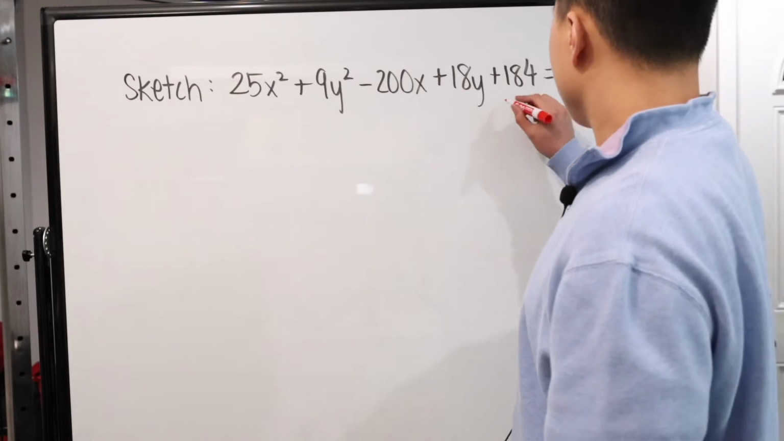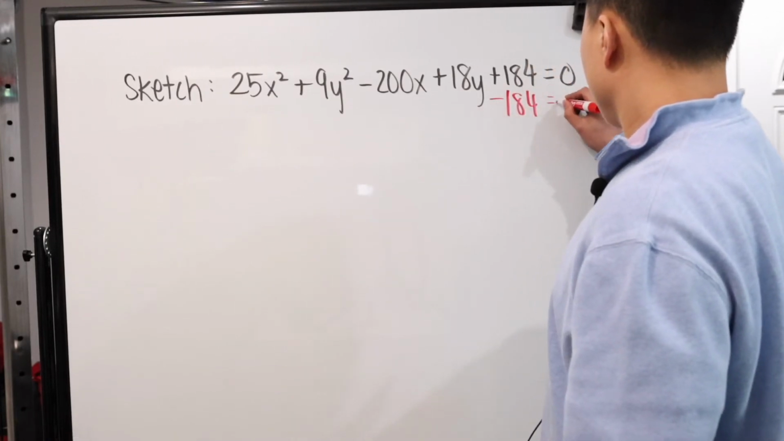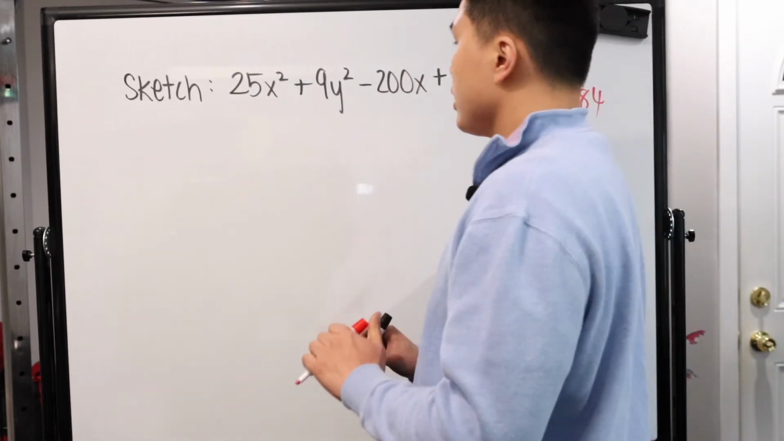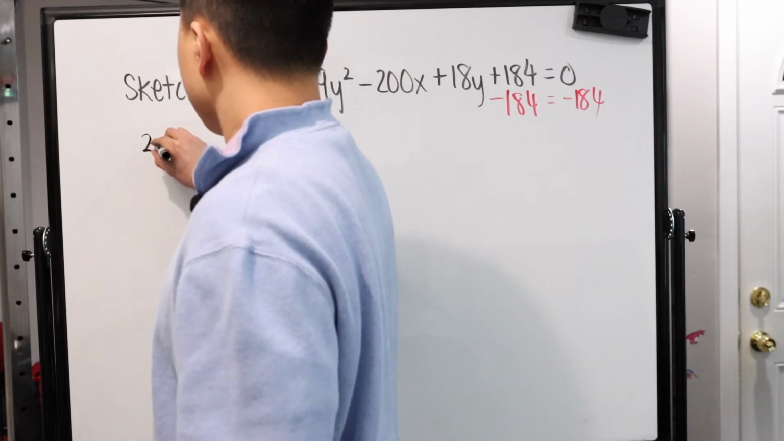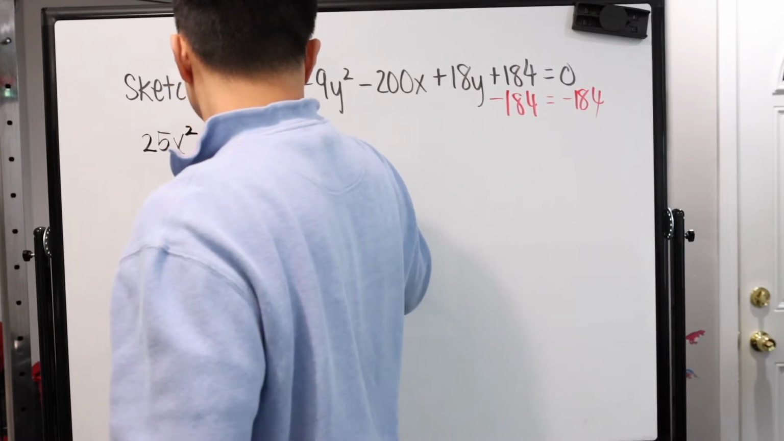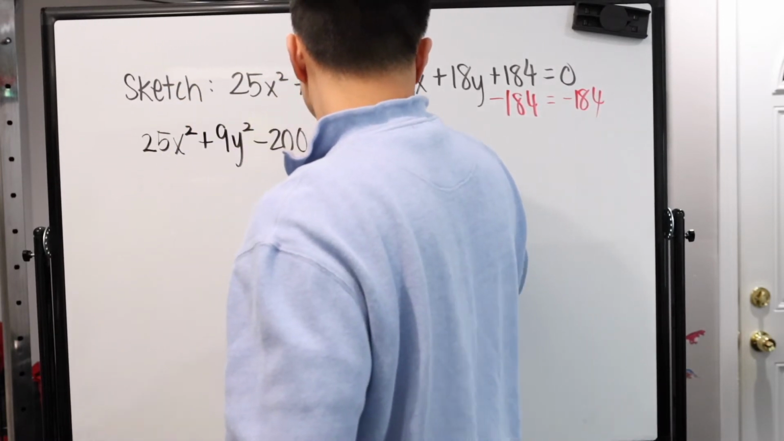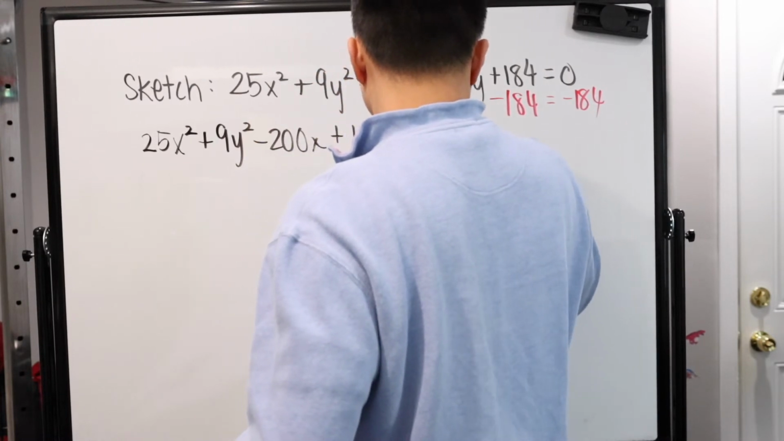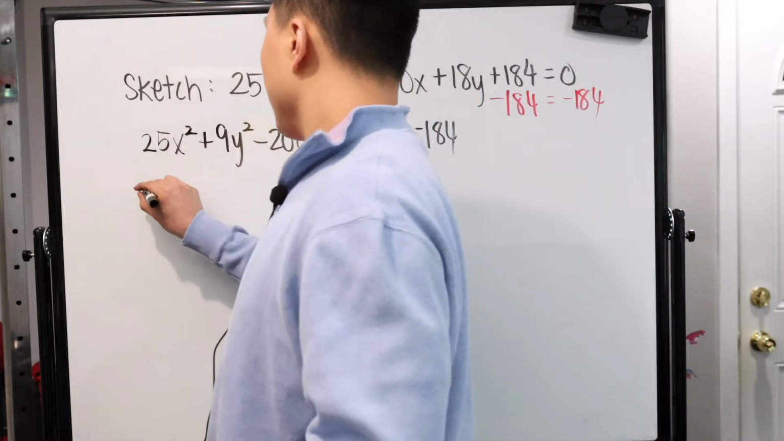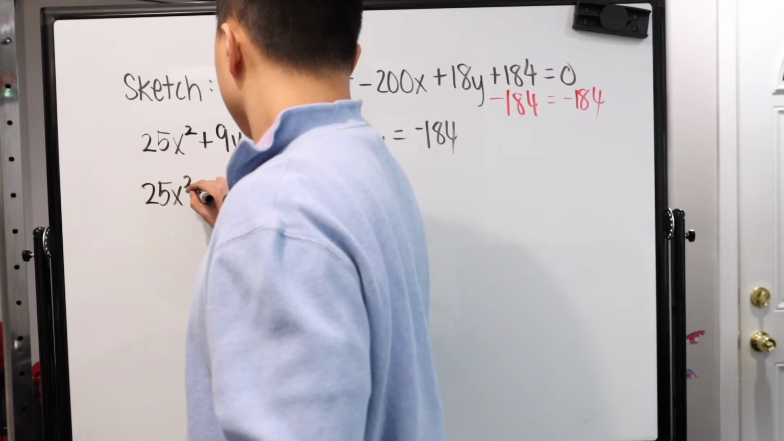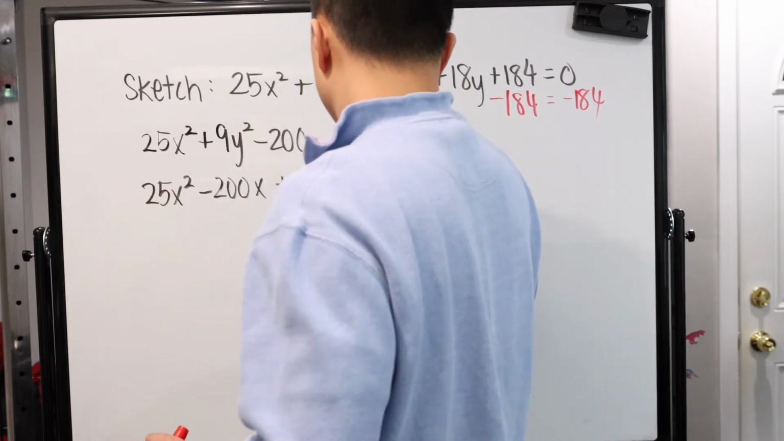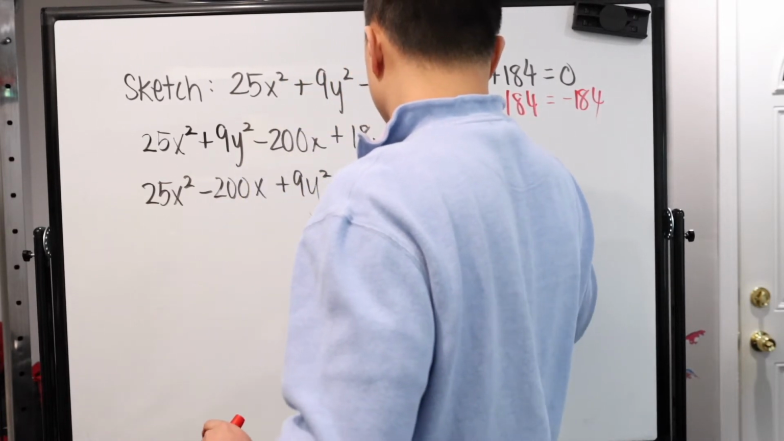Well, I'm going to get rid of the 184 first. What I do to one side, I must do to the other, so I can't just start removing numbers for no reason. And so what we have now is 25x squared plus 9y squared minus 200x plus 18y equals negative 184. There we go. Cool. Now, I'm going to rearrange this, and you're going to see why in a minute. 25x squared minus 200x plus 9y squared plus 18y equals negative 184.